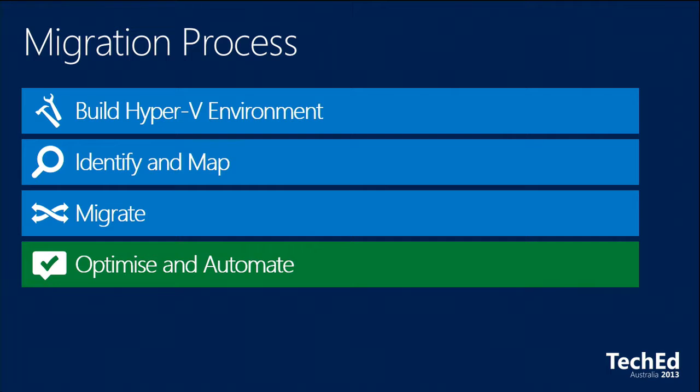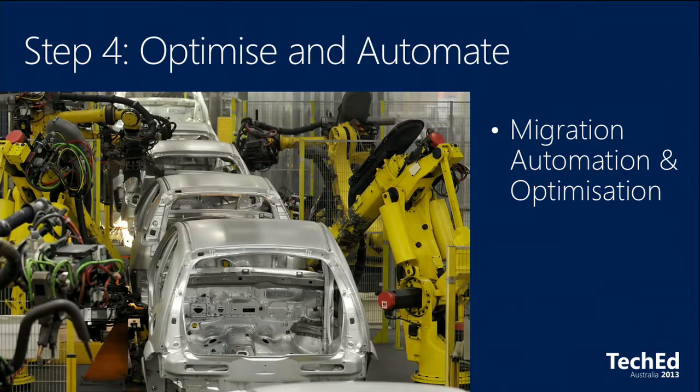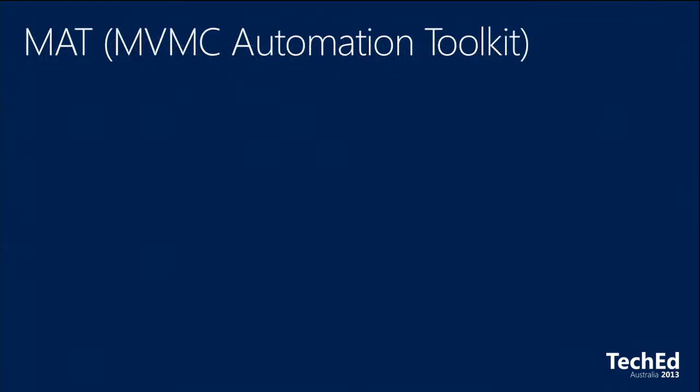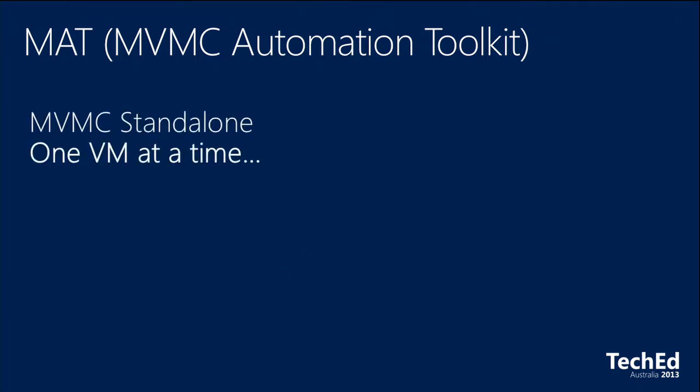And I guess that's where we move into what we think is the fourth step in this, where you're looking at optimizing and automating not only the original process of migrating, but other functions. And we'll talk about the other functions soon, but let's talk about automating and optimizing the actual migration process. So we've mentioned MVMC, and Timothy showed us the GUI of that. And it is a GUI, it's standalone, you do one at a time.